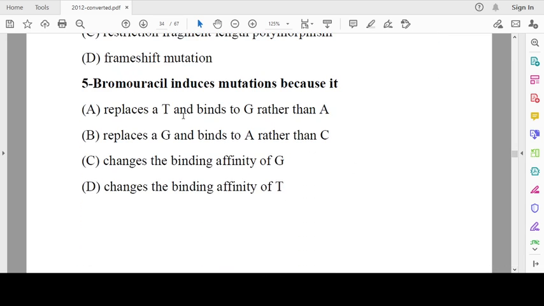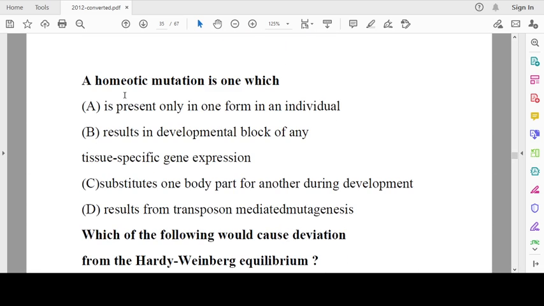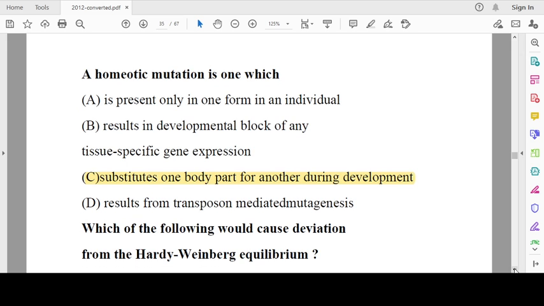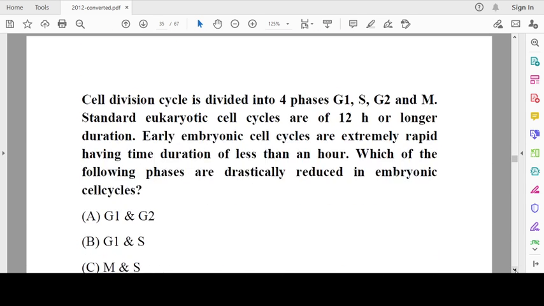5-bromouracil, what does 5-bromouracil do? What is the role of 5-bromouracil? It will replace the T and it will bind to G rather than A. So we will deal with them separately, friends, don't worry. A homeotic mutation is one in which one body part is substituted for another during the process of development. Which of the following causes deviation from the Hardy-Weinberg law? Ultimately, small population size. Whereas the Hardy-Weinberg law says large population size, random mating, no selection pressure, and no mutation or migration.